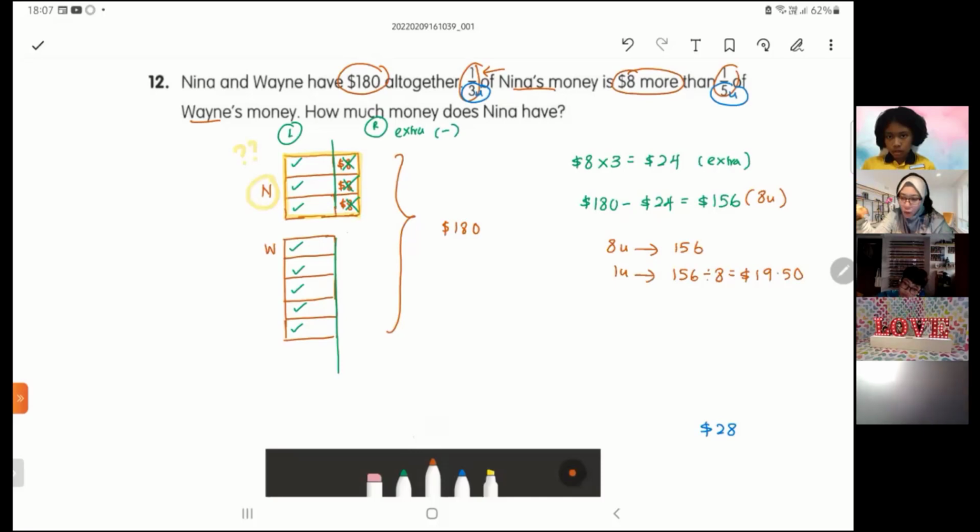$19.50. Okay, because some of you, when you see decimal, you're scared. Oh no, there's decimal. I'm wrong. No, because this is money. And money, we have decimals. Okay. And then for Nina, we don't stop there.